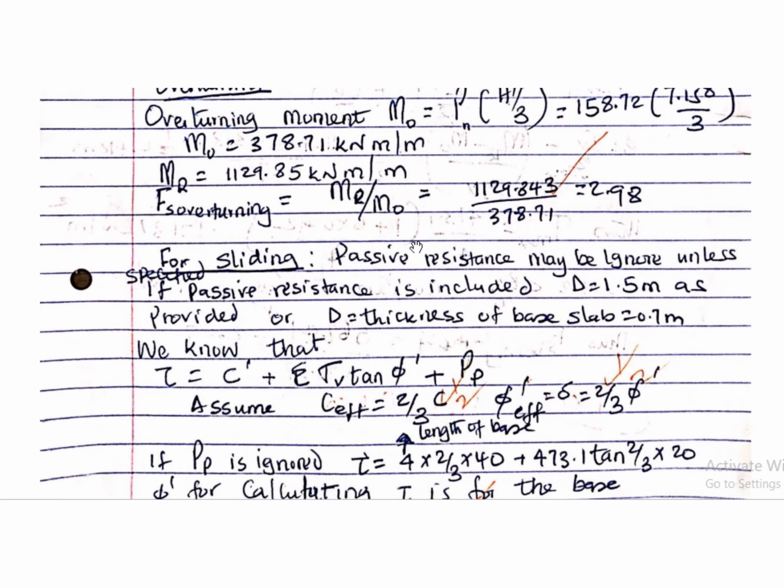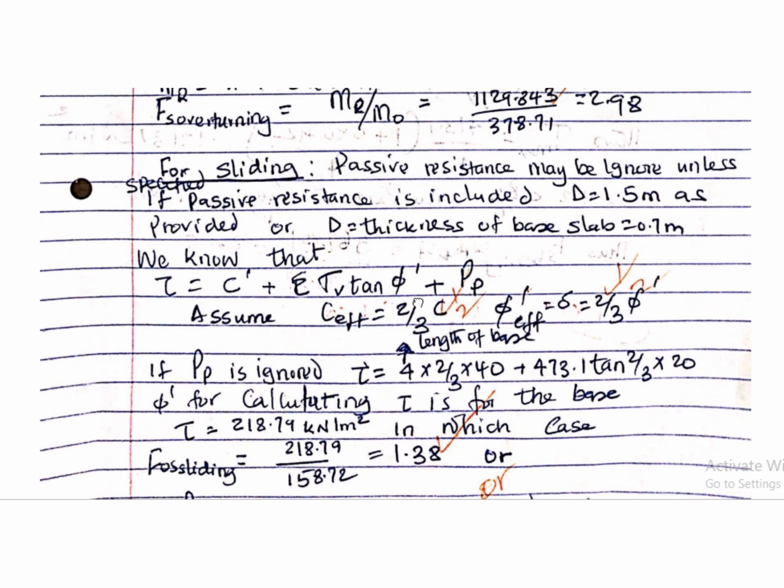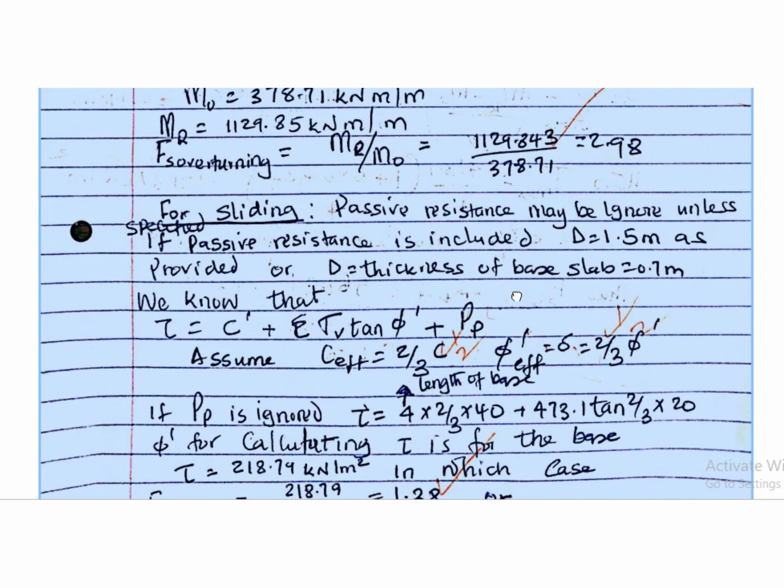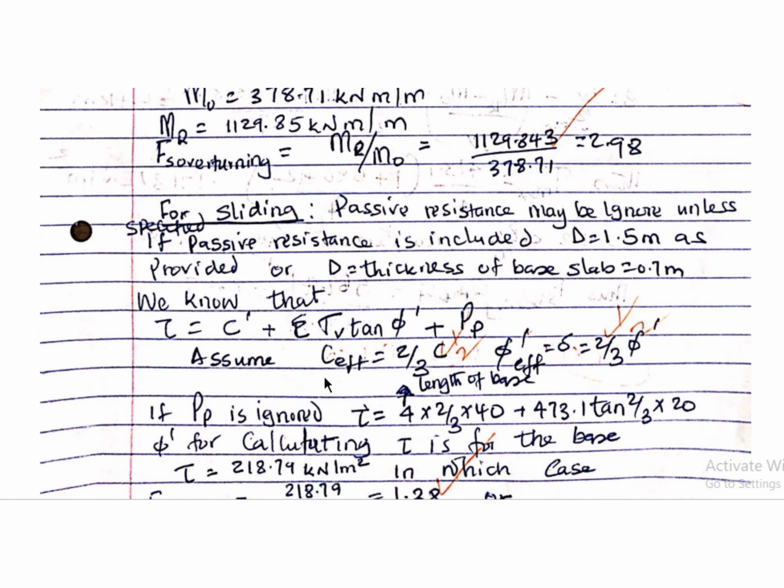So if we ignore the passive resistance, we know that the shear strength of the soil is c prime plus sigma v, the vertical stress basically, times tan phi. But remember, this is what makes the difference whether this is a CP2 method or BS8004 method, on the assumption of the interaction between the structure and the soil. So in this case, it's a reasonable assumption to assume that the effective cohesion and friction are 2/3 of the c and phi values from the soil.